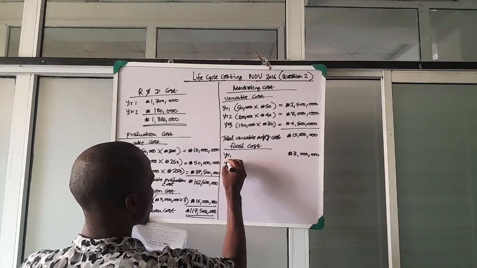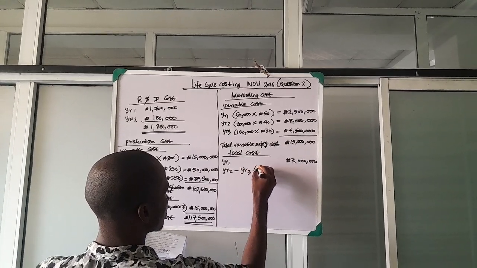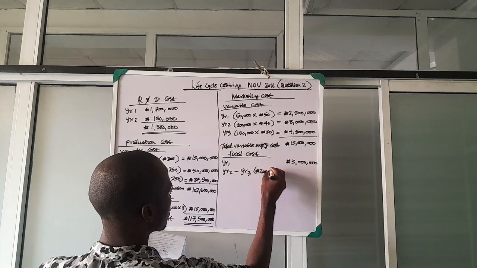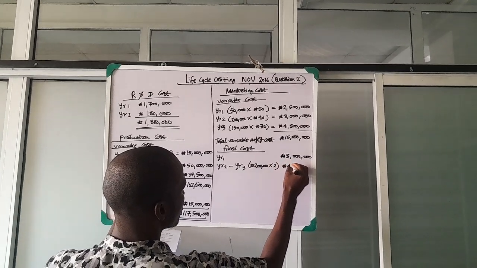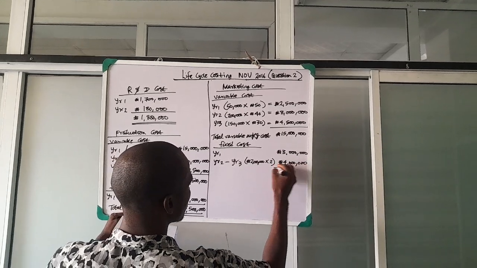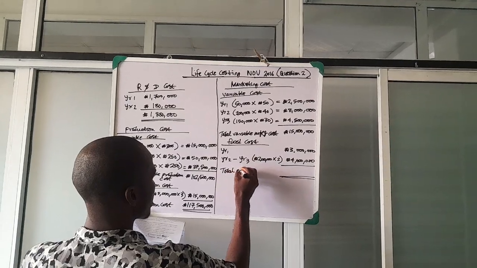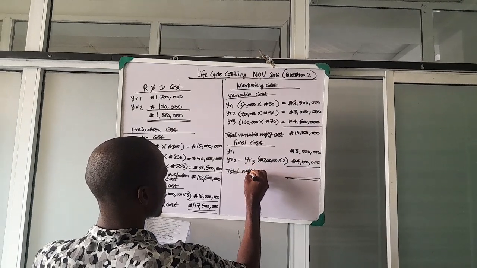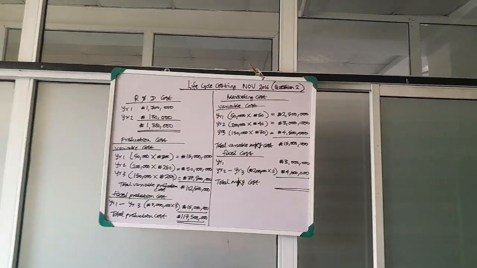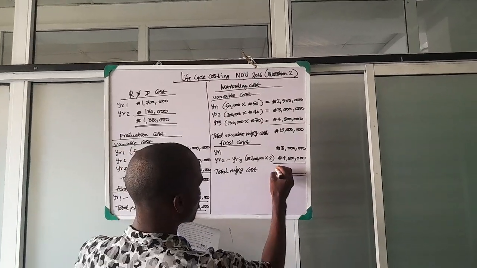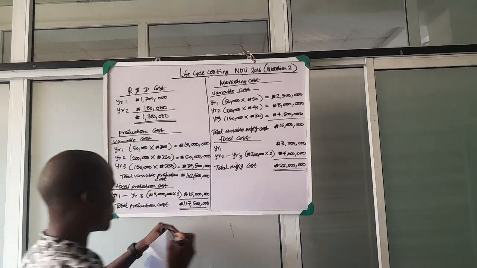So year 2 to year 3, that will be 2 million times 2, which will give us 4 million. The total will give us total marketing cost. So 15 plus 3 will give us 18 plus 4, 22 million. Total marketing cost is 22 million.